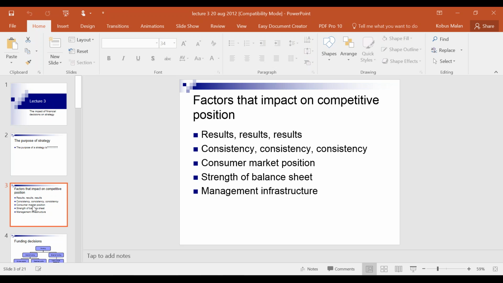The fifth aspect of a competitive position is management infrastructure. You must have a strong management infrastructure, and that means that you must have skilled people at the right levels with the right knowledge and the right equipment to be able to do their jobs and to handle aspects of customers.